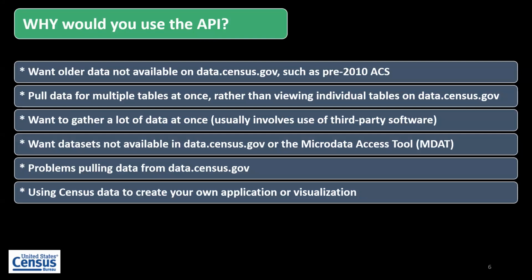The second bullet point here is another example we're going to focus on, and that's if you would like to pull data from multiple tables at once rather than viewing individual tables on data.census.gov. So this is another example we'll take a look at when we get over to our exercises in just a bit, and this will help you save some time if you're pulling lots of data at once.